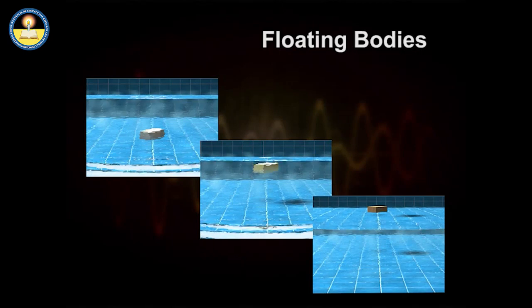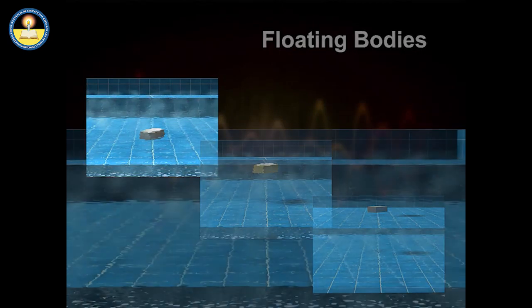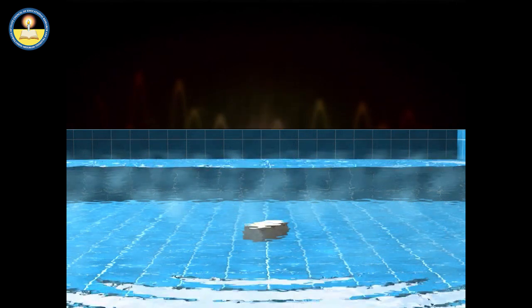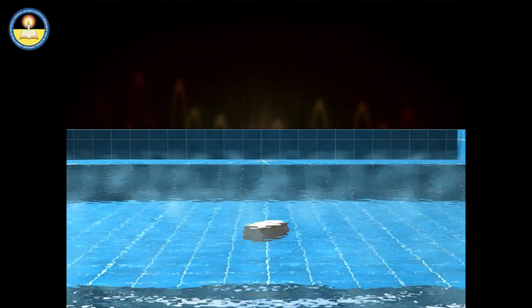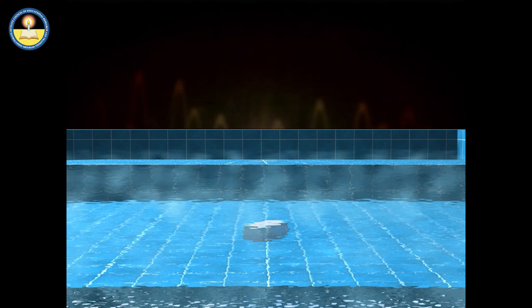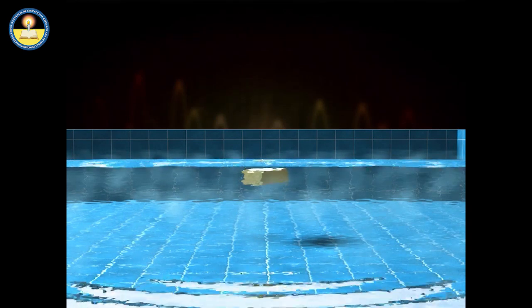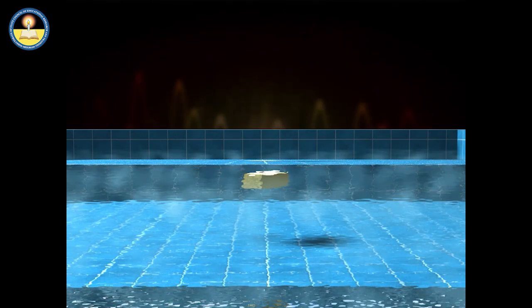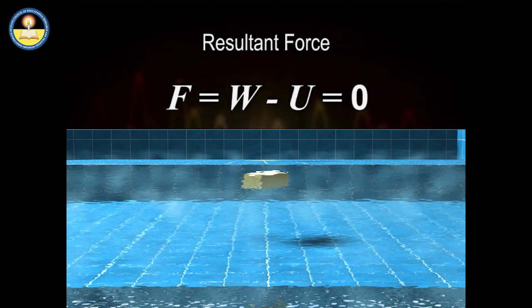Let us have a look at the condition of floating bodies. When we drop a metal block in water, it sinks, as the density of the metal is more than the density of water, or in other words, the weight of the metal block is more than the buoyant force and the resultant force is a downward force. But when we drop a plastic block in water, it gets completely submerged and floats, as the density of plastic is equivalent to the density of water, or in other words, the weight of the plastic block is equivalent to the buoyant force and the resultant force is zero.